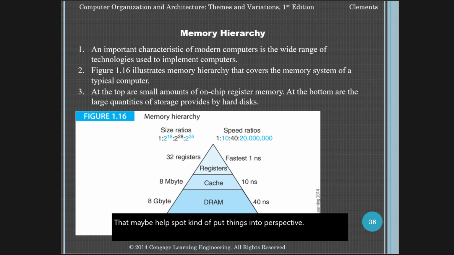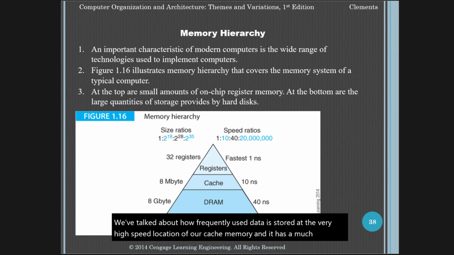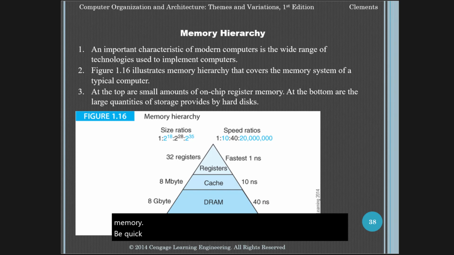We've talked about how frequently used data is stored at the very high speed location of our cache memory. Right? And it has a much, much smaller access time than our main store. The overall performance of a computer might be as much influenced by its cache memory as by the architecture of the processor itself, because it is so crucial that cache memory be quick. But cache memory is a pretty complex topic because of the fine details of its implementation, of basically what makes it so fast.